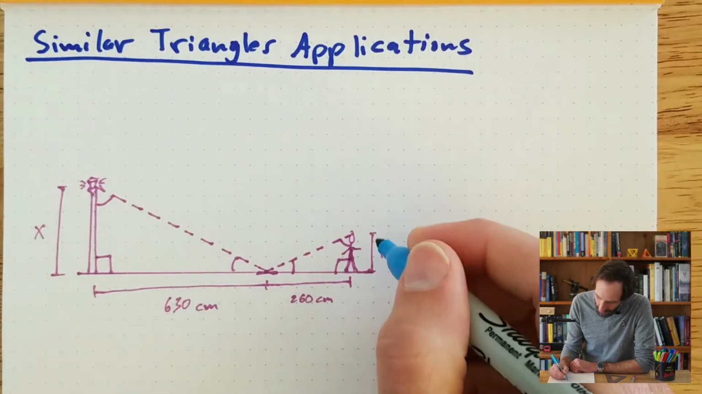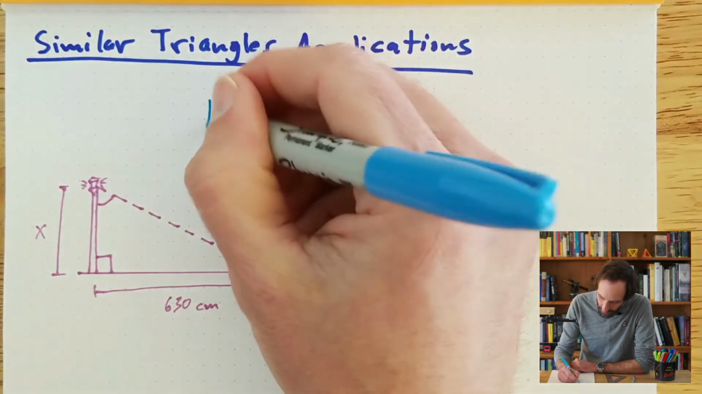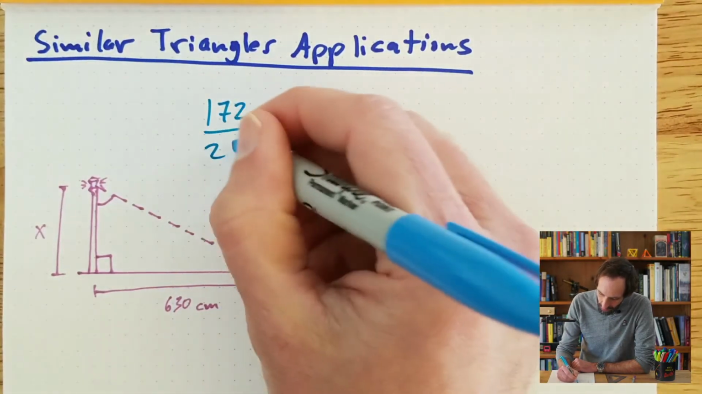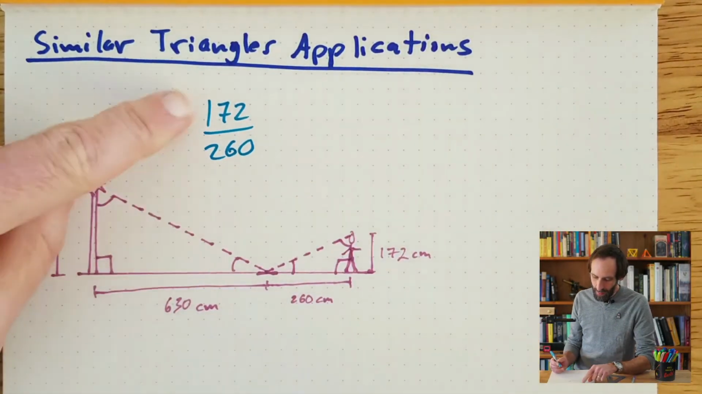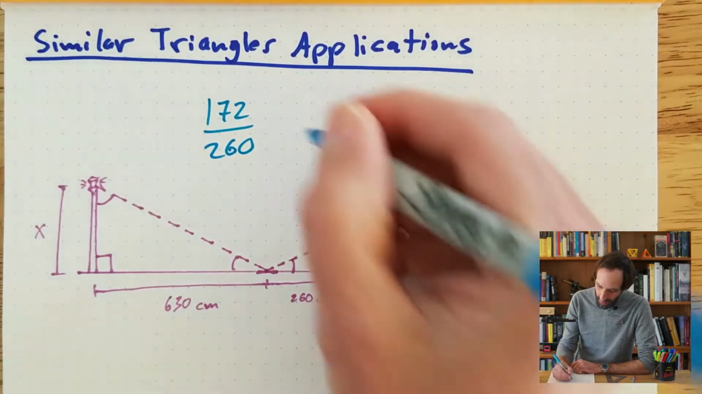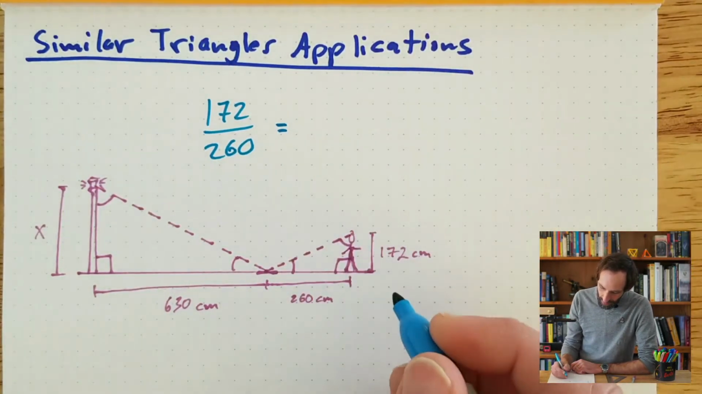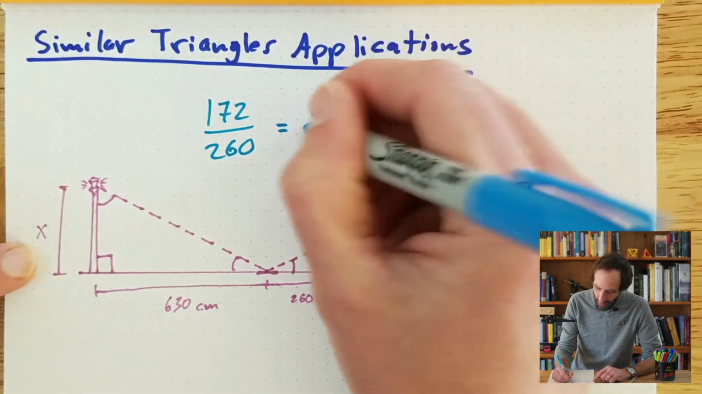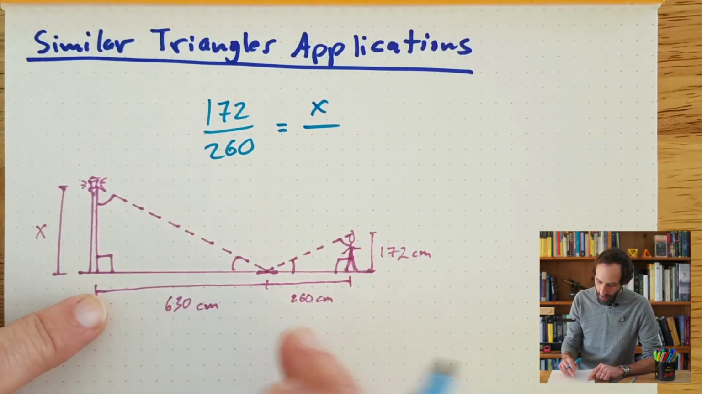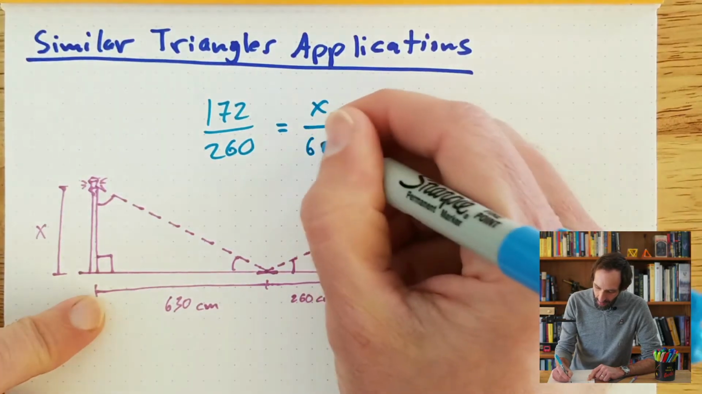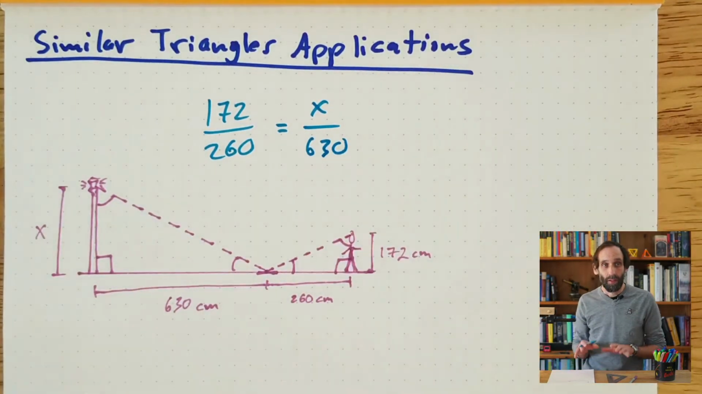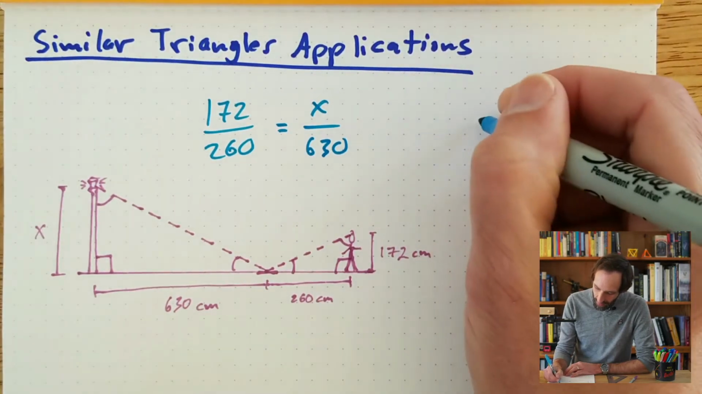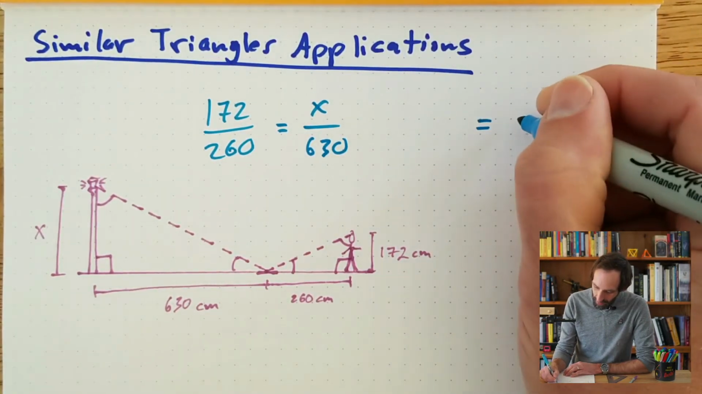We'll do the small triangle, 172 over 260. Now these are in centimeters; I'll add my units back in later. And that is equal to this side here, x, the corresponding side, over this corresponding side here, 630. Now we'll cross multiply, and let's actually pull out a calculator here.